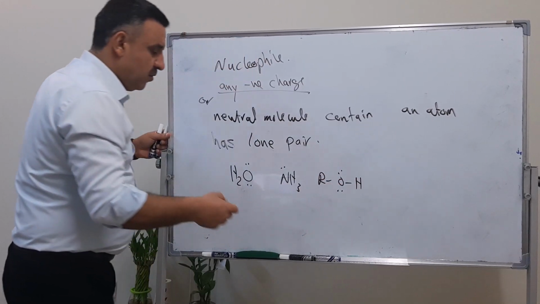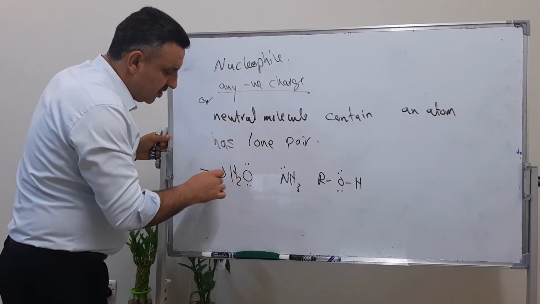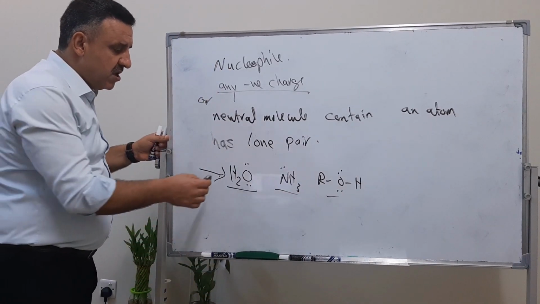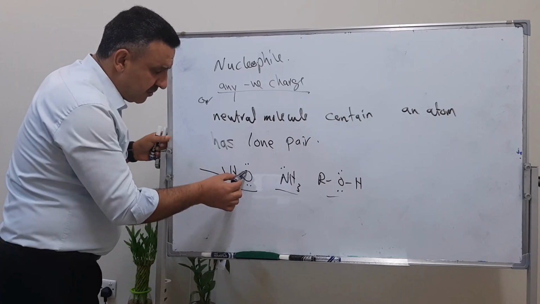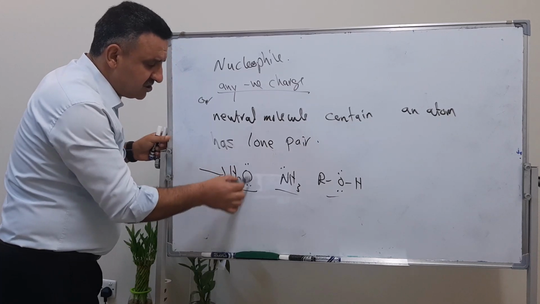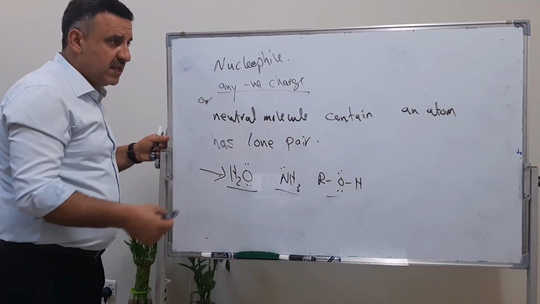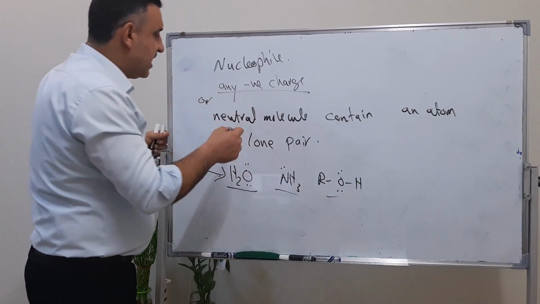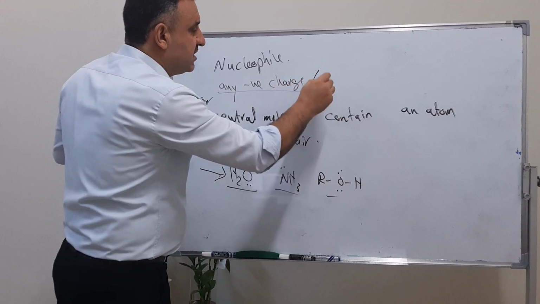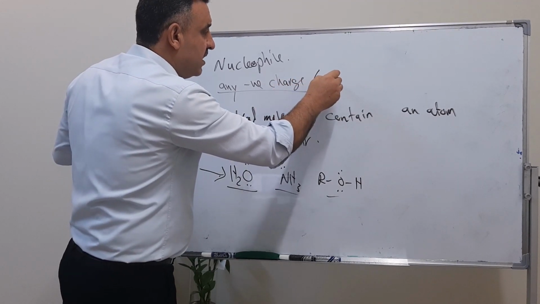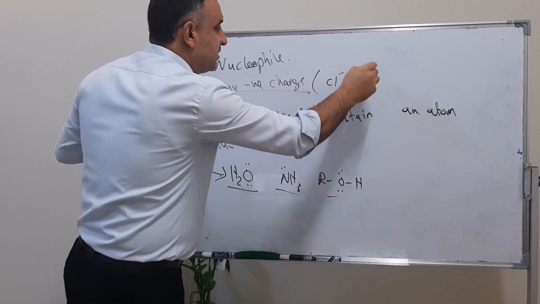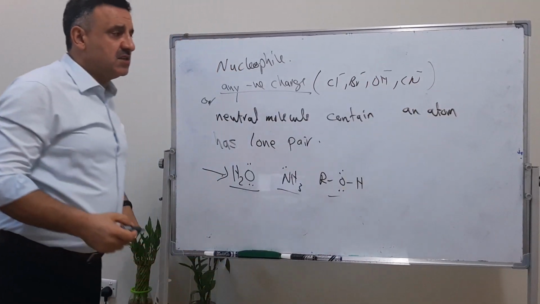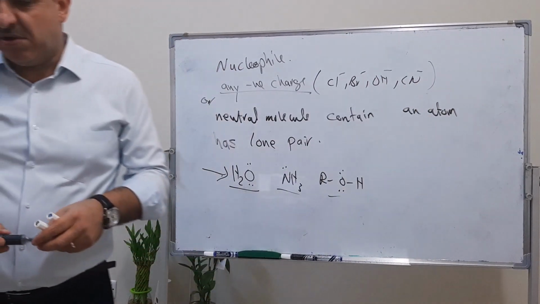Do you follow me? All of these are neutral molecules. Whenever we have a neutral molecule where we have an atom containing lone pair or lone pairs, in this case we will call it a nucleophile. And beside that, as we said, any negative ion, for example Cl minus, Br minus, OH minus, any negative ion will be a nucleophile, isn't it?